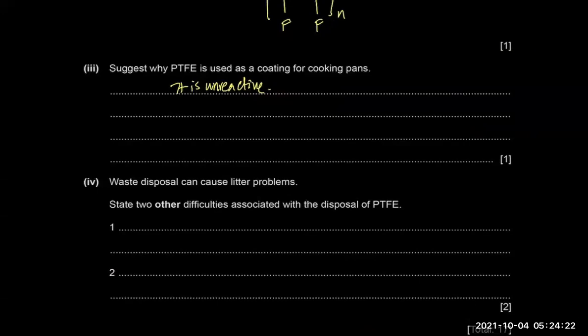So waste disposal can cause litter problems, that is, pollution. So what are 2 other difficulties? Yeah, it's an addition polymer, so it doesn't degrade, so it's non-biodegradable. We'll actually learn about degradable polymers in A2. So it's non-biodegradable. And what's the other thing?